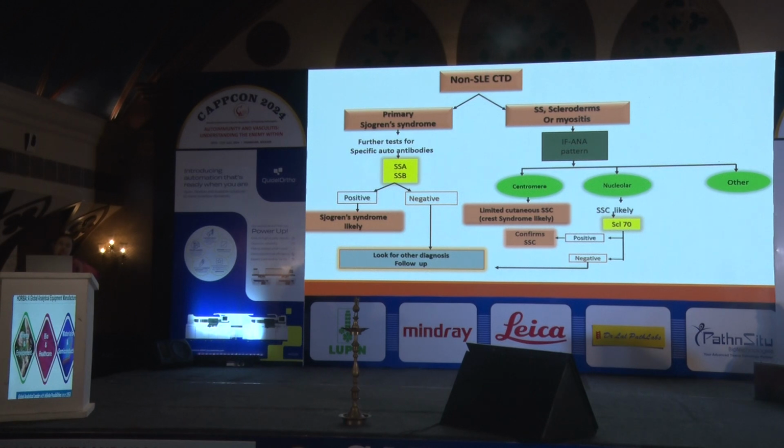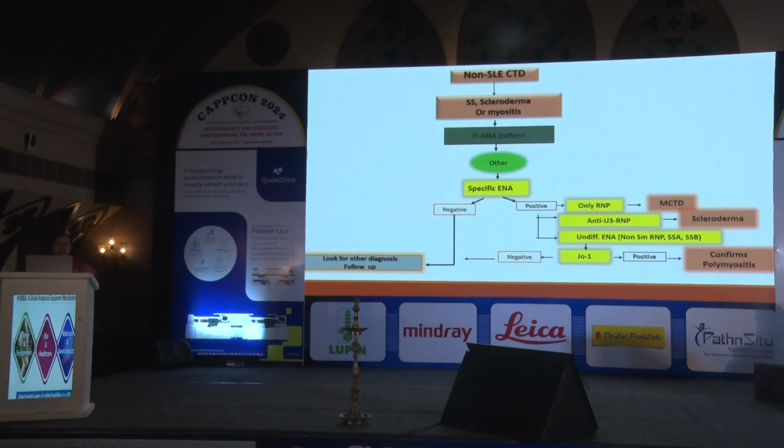If it is centromere and with CENP-B positive, then the diagnosis is limited cutaneous systemic sclerosis. If it is nuclear pattern AC 8, 9 or 10, then it is likely to be systemic sclerosis, and with Scl-70 positive, it confirms systemic sclerosis.